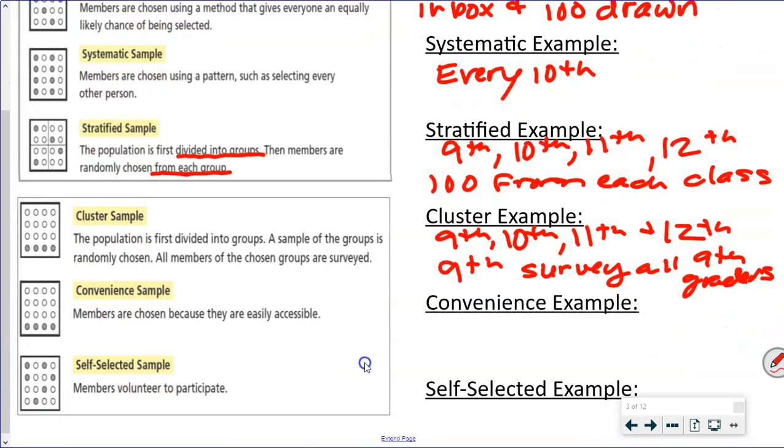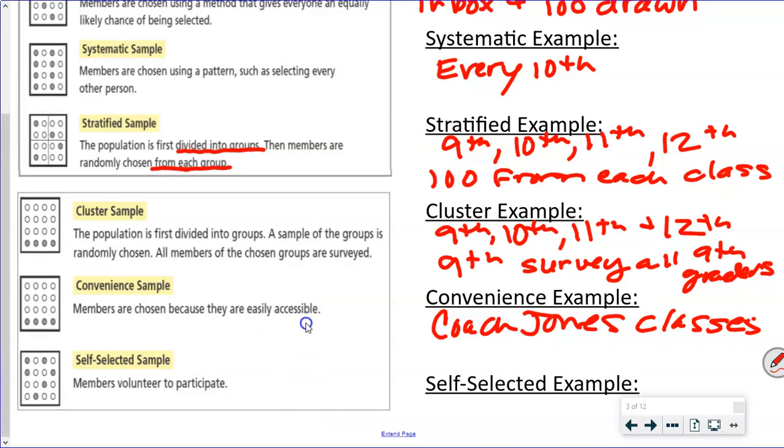Then convenience. Convenience, our members are chosen because they are easily accessible. So this would be like, for example, I just chose my students. So Coach Jones classes. Okay, and that's just because it was easy for me to survey only my classes. Okay, which is why it's called a convenience sample. And then the last one, self-selected. So this is where people would volunteer. So basically, if we asked students to fill out a survey if they want to. Okay, so this is basically if you choose to do it. You choose to do this type of survey. Okay.